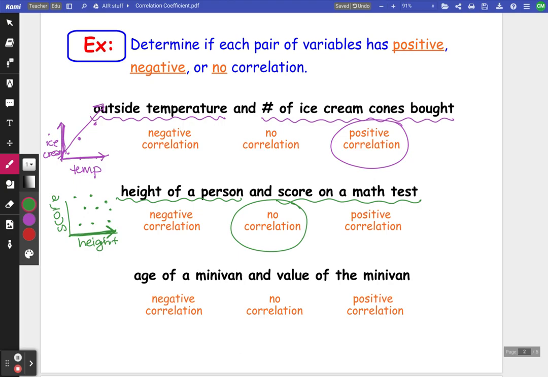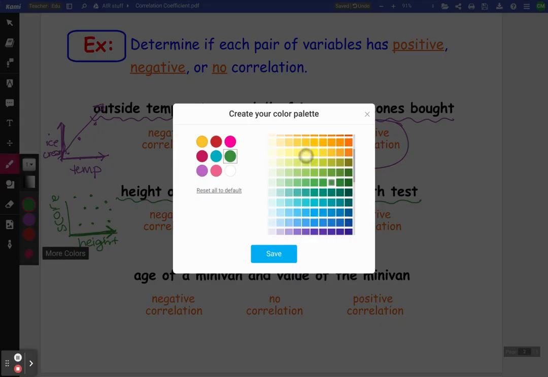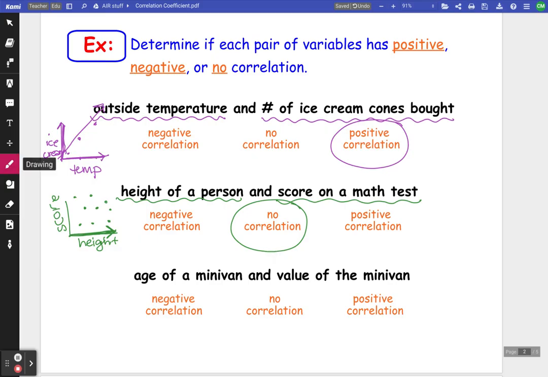The last problem that we're going to look at, let's pick a different color. Let's pick that blue. Okay, age of a minivan and the value of the minivan. So if I look at this, this is the age and this is the value. So if you think about it, when you first get a minivan and it's not very old, its value is high. But the older it gets, the less expensive it is, or the less value it has. And it may not be in a straight line, but we know that basically this is going to decrease with age. Because it's decreasing with age, we say that that has a negative correlation.